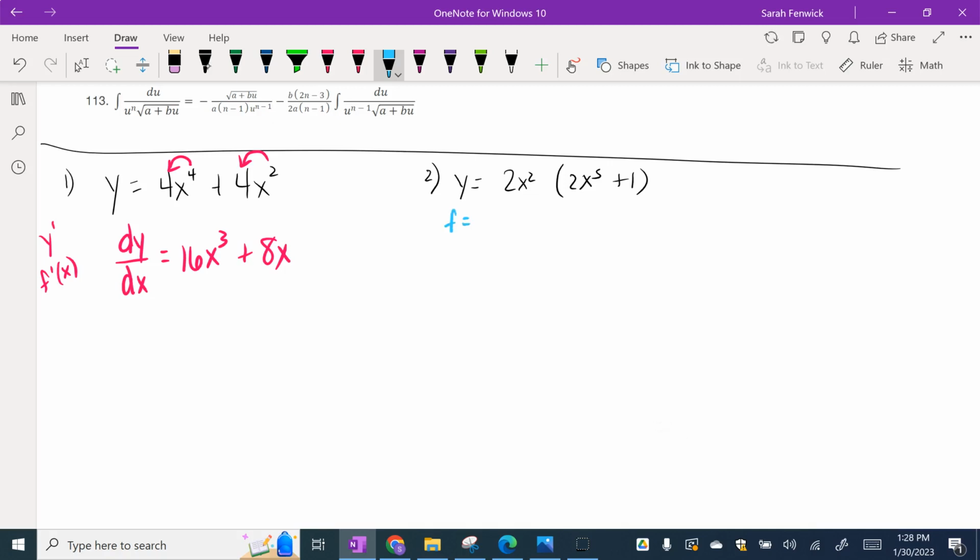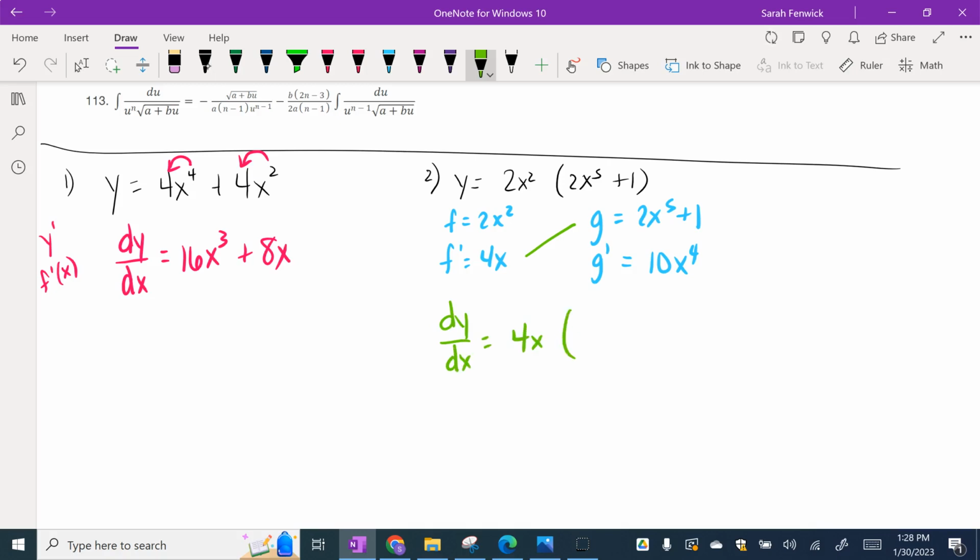So we're going to say f is 2x squared, our first expression. F prime is 4x. G is 2x to the fifth plus 1. G prime is 10x to the fourth. For the product rule, we're going to do f prime g, so dy dx equals 4x times 2x to the fifth plus 1 plus g prime f, 10x to the fourth times 2x squared.